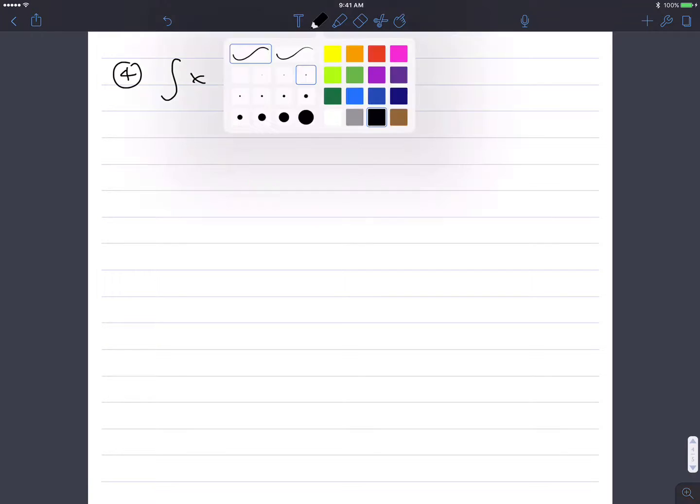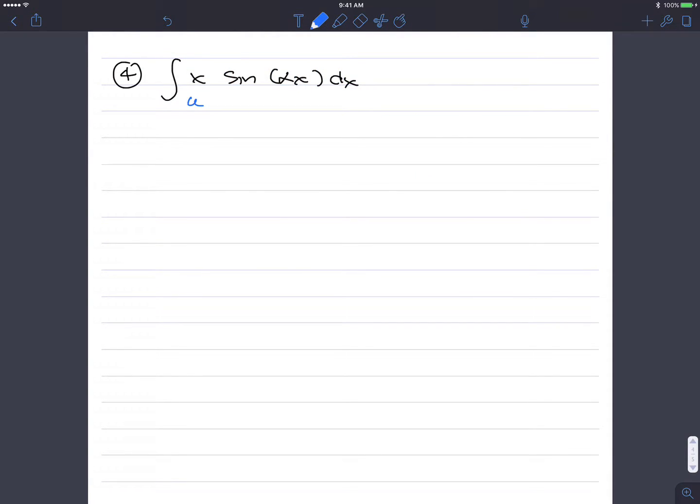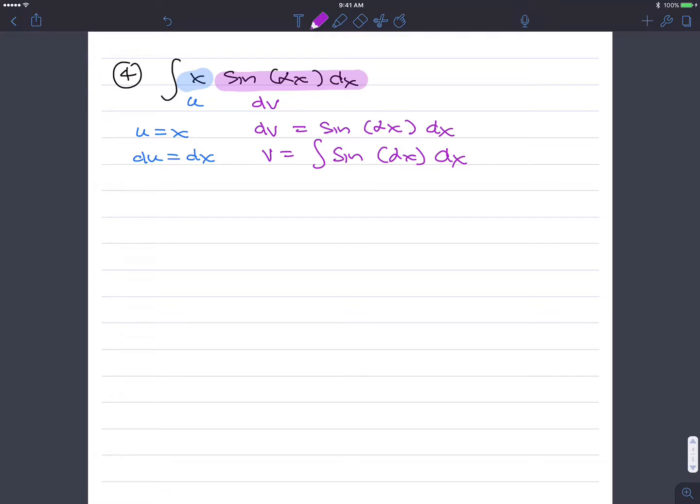Now, again, we'll let our u be x, since it breaks down very easily. My dv will be the rest. So u is x, dv is sine alpha x dx. Okay, so u is x, du becomes dx. My dv is sine alpha x dx, which means v will be the antiderivative of sine alpha x dx.